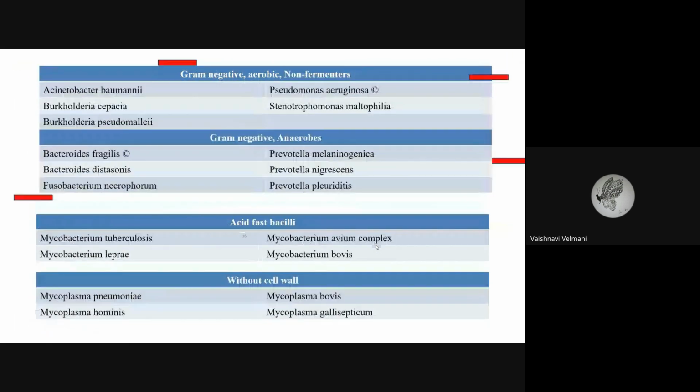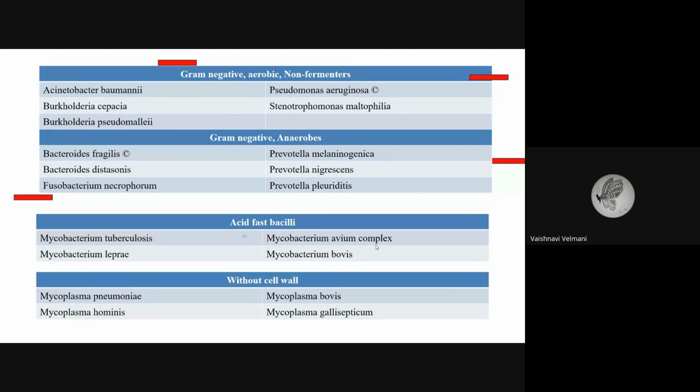Next, the gram-negative aerobic non-fermenters. These are the 5 most common non-fermenters which cause nosocomial infection, that is, hospital-acquired infections in human beings in most of the hospitals. Pseudomonas aeruginosa is common, and Stenotrophomonas maltophilia. These are common organisms among non-fermenters. Apart from that, Acinetobacter species and Burkholderia species are also common.